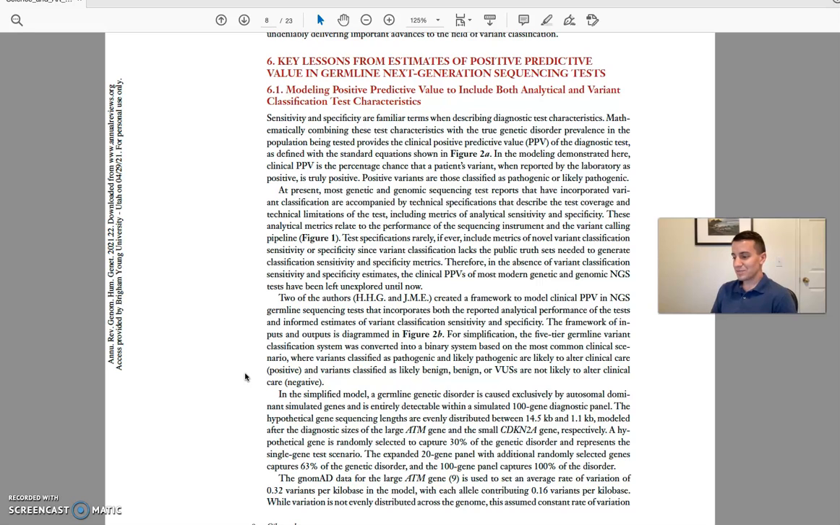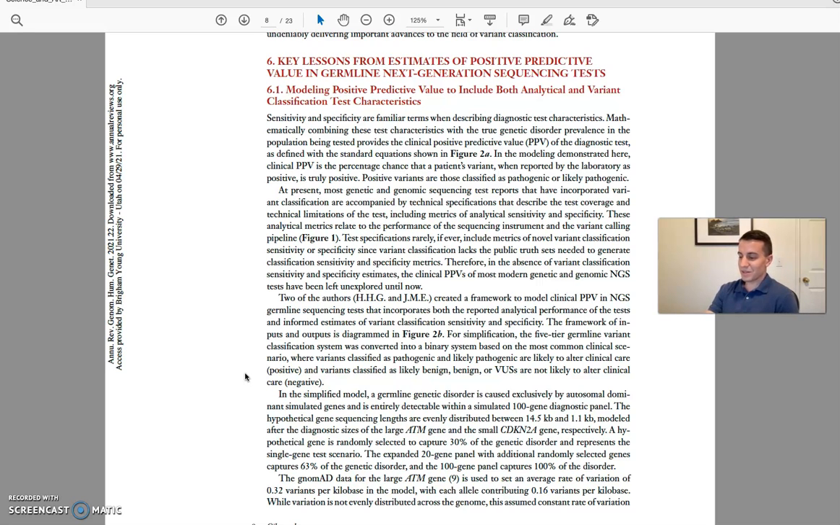For simplification, the 5-tier germline variant classification system was converted into a binary system based on the most common clinical scenario, where variants classified as pathogenic and likely pathogenic are likely to alter clinical care, positives, and variants classified as likely benign, benign, or VUS are not likely to alter clinical care, negatives.